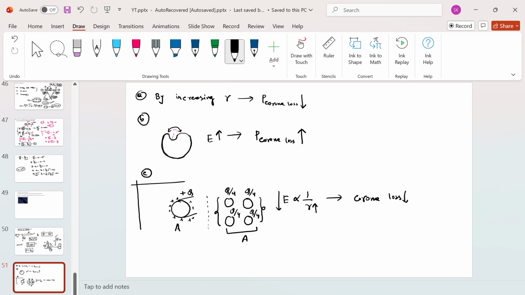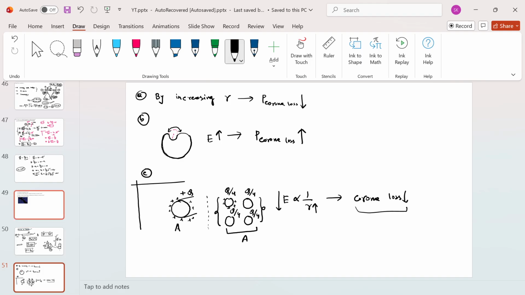So the strength of the electric field created by the single conductor will be very high. But in this case, the total q charge is distributed among the four conductors, and you have less crowding of charge over the conductors. So the strength of the electric field will also reduce, so coronal loss will simply reduce. So bundling conductor is reducing the coronal loss by increasing the effective radius.